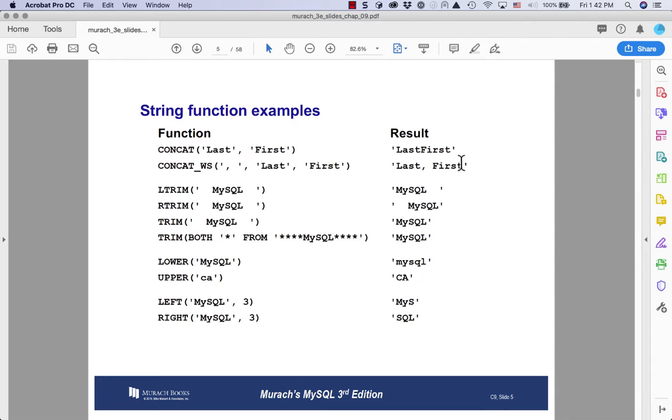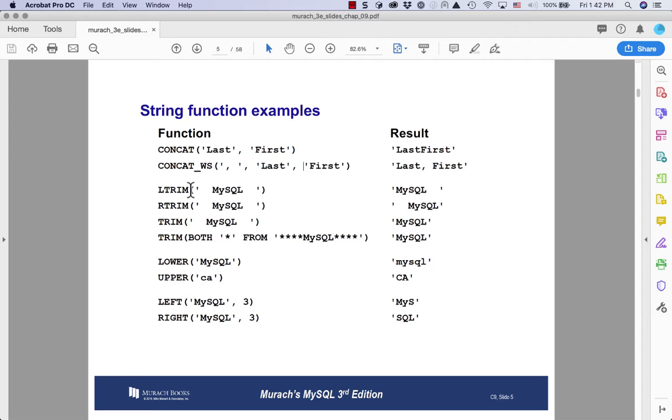Okay. Now, what's really good about this is that you can give a whole list of strings, and this separator will be inserted in between the first and the second, and then the second and the third, and the third and the fourth. So it's a real general solution. Pretty good stuff.